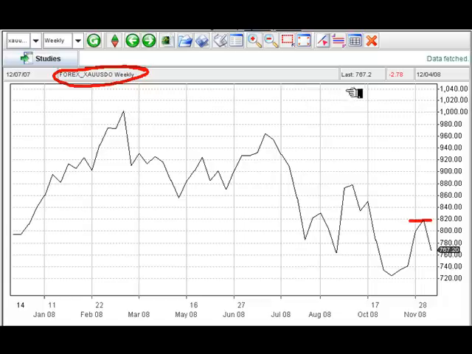So again, it's the weekly charts we look at, connect the dots. We found that to be a great way to look at the markets and to see what everyone's comfortable going home with for the weekend.